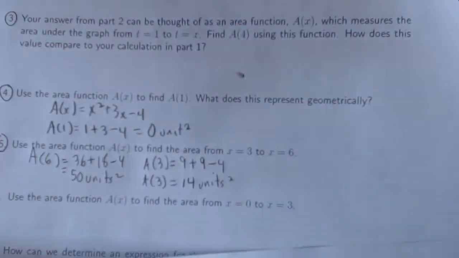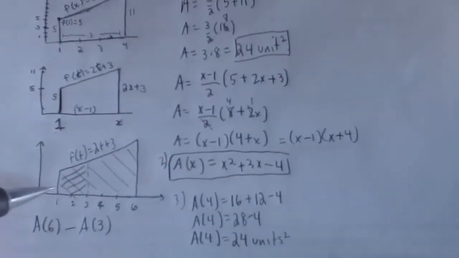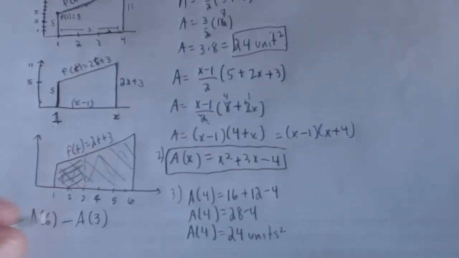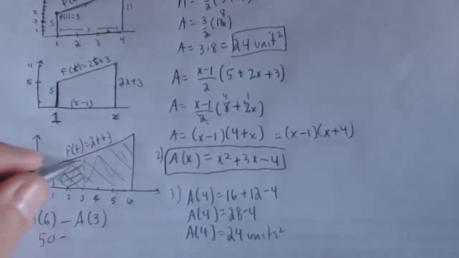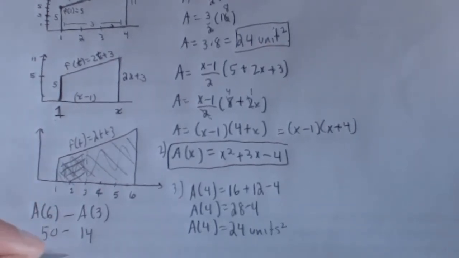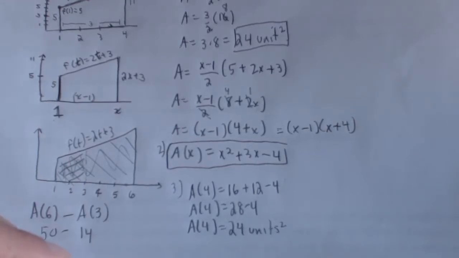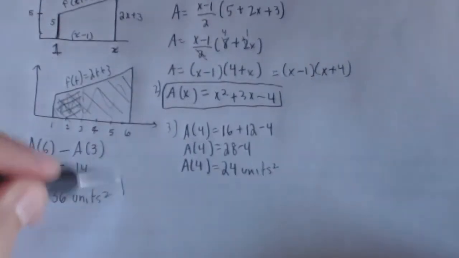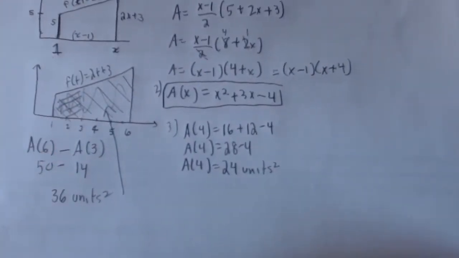Okay, so what we have here is that A of 6 is this whole thing. It's 50. A of 3 is this here, which was 14, and so 50 minus 14 gives us 36 units squared, and that's the area from 3 to 6.